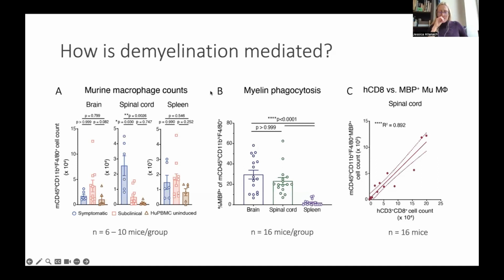And that also then raises the question of, well, how is demyelination mediated in a system where you have human immune cells in mouse tissues that are not necessarily genetically compatible? So the first thing we looked at was murine macrophage counts. In this model, we don't irradiate the NSG mice in order to clear out the existing innate immunity. We leave that intact. And what we can see is that in the spinal cord specifically, there are far more murine macrophages compared to mice that did or didn't get symptoms.